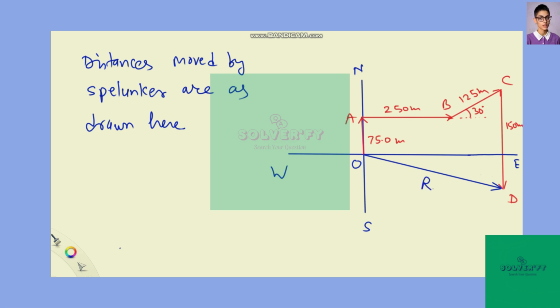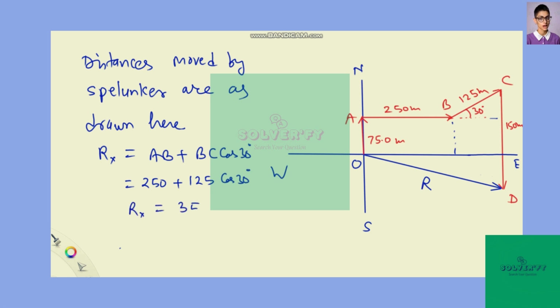So for this position of the Spelunker, the horizontal component Rx will be given by AB plus the horizontal component of BC, meaning BC cos 30 degree. So this is 250 plus 125 cos 30 degree, and it is calculated to be equal to 358.25 meter.